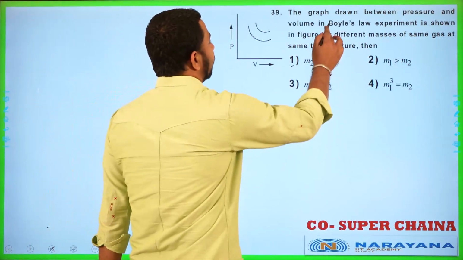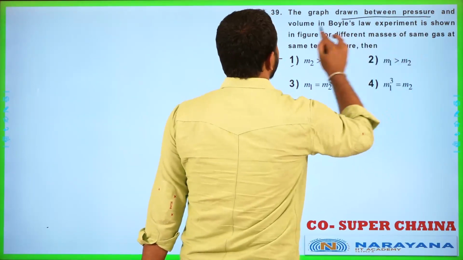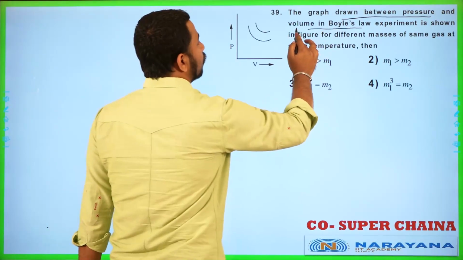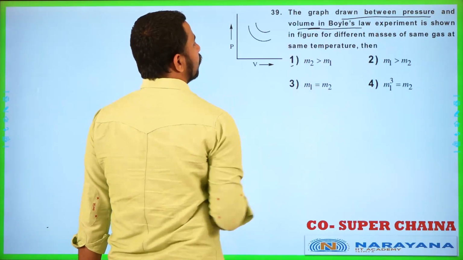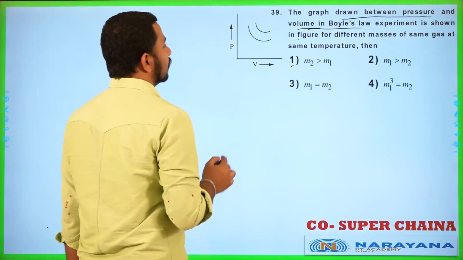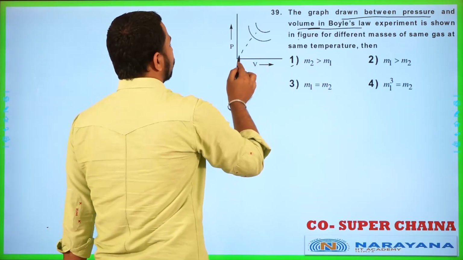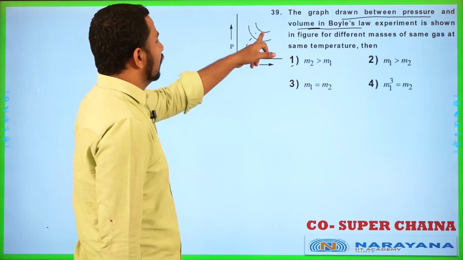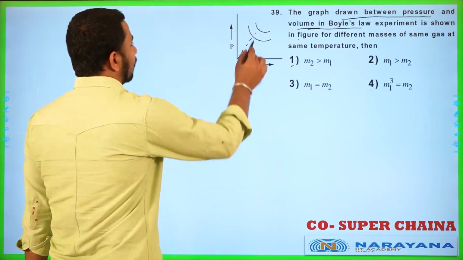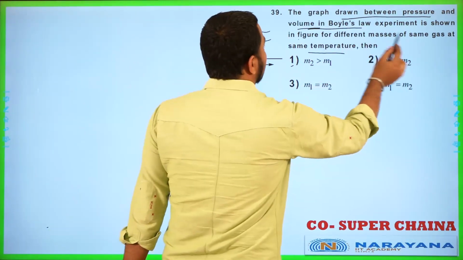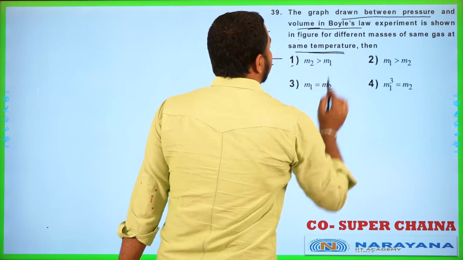Students, a graph between pressure and volume in Boyle's law is given. Now the figure shows for different mass. So what we'll do, we'll draw a line parallel to this one. We'll check that one which is having the higher value of the slope. You have to find for different mass at same temperature what will happen.